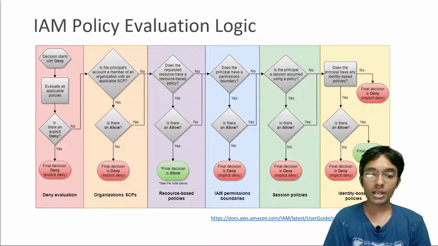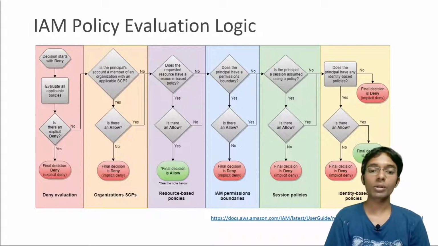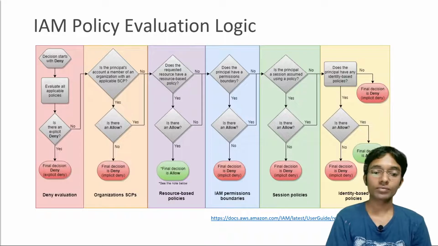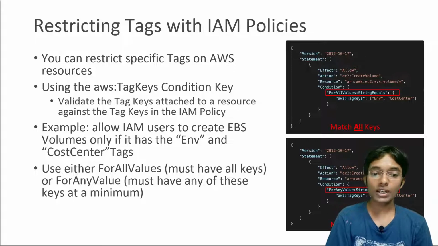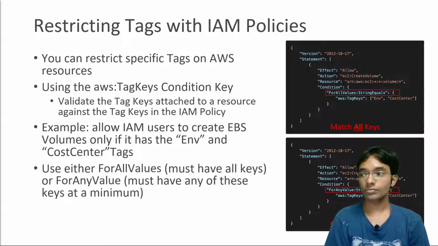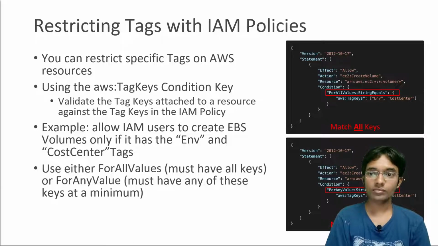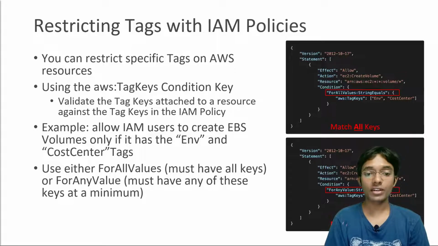So these IAM service control policies can be used, for example, to restrict tags. If you want to restrict specific tags on AWS resources, you can use the aws:TagKeys condition key. This allows you to validate the tag keys attached to your resource against the tag keys in the IAM policy. And this is something that comes up in the exam.